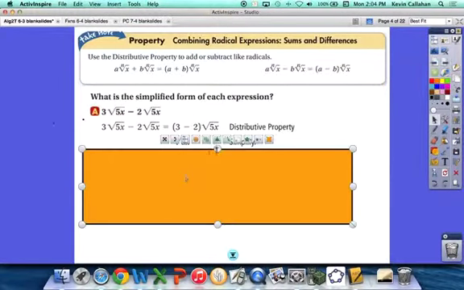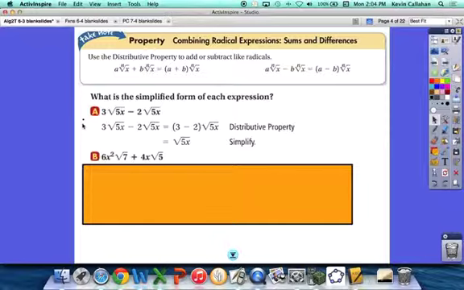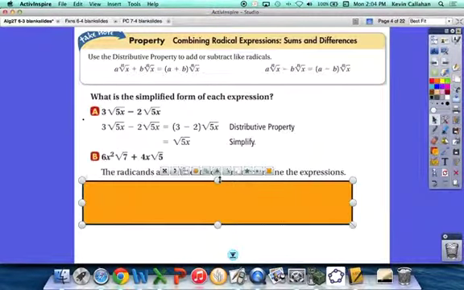How about this one? Can we add them? We cannot add them because something is not the same. Okay, the index is the same. It's the square root and the square root. But the radicand, in this case, it's 7. In this case, it's 5. So they're not like radicals. So you cannot add them. You cannot combine these expressions.